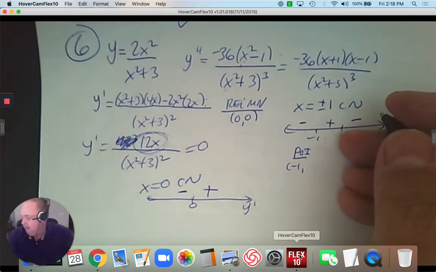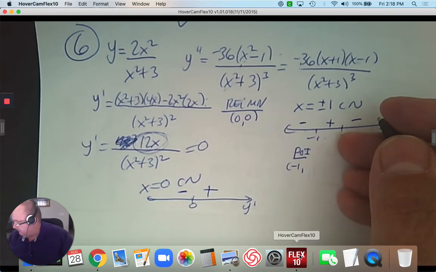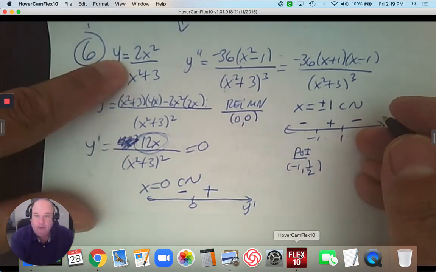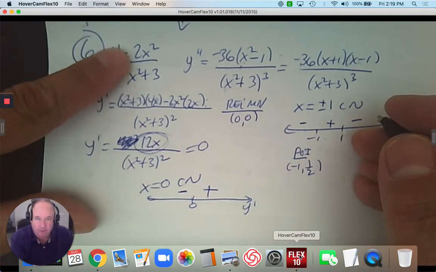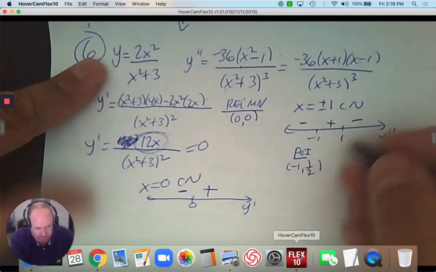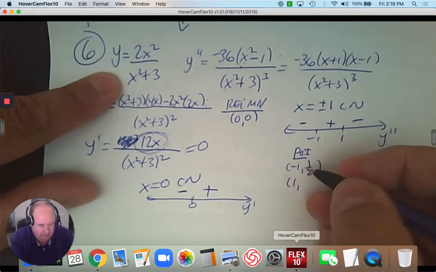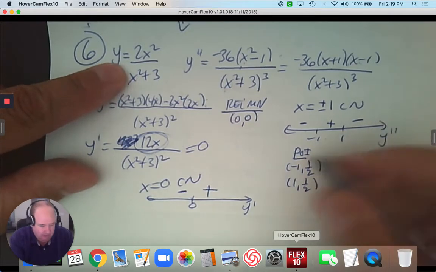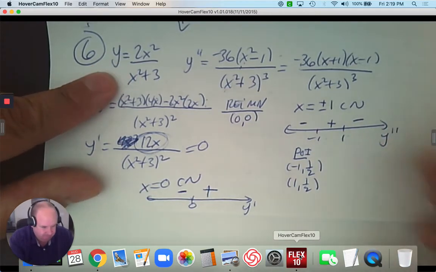So if I plug -1 back into the function, I get 1/2. So if you plug -1 back into here, you get 2/4. If I plug +1 into here, I get the same answer, 1/2. So both negative and +1 give me 1/2. Those are points of inflection.